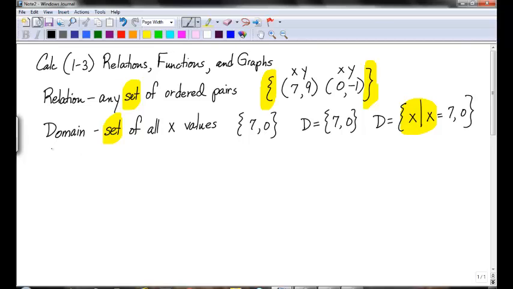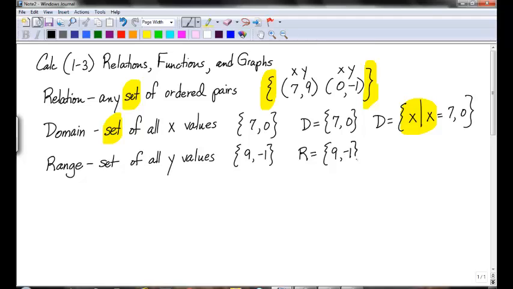Okay. What's the other one called? The range. The domain and the range. Okay, so the range is the set of all y values. Again, it's a set. So in our example, the y values are 9 and negative 1. And you could still use the braces, 9, negative 1. The only difference would be the range equals the set of all y values such that y equals 9 and negative 1. Just a different way to write it.